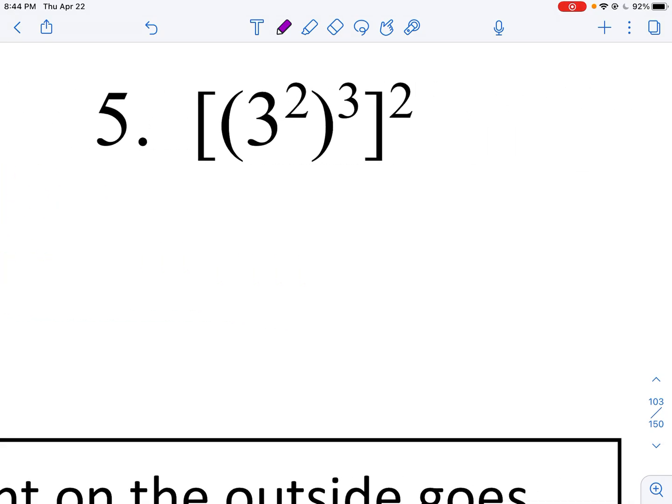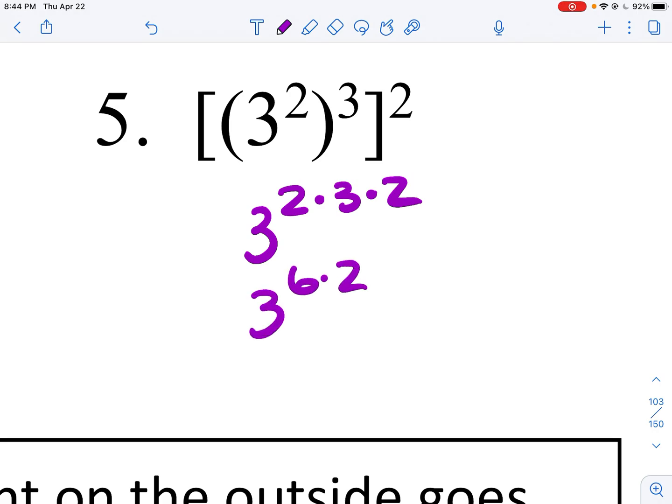Here, it's a power raised to a power raised to a power. So you multiply. That's 3 to the 6th times 2, so 3 to the 12th.